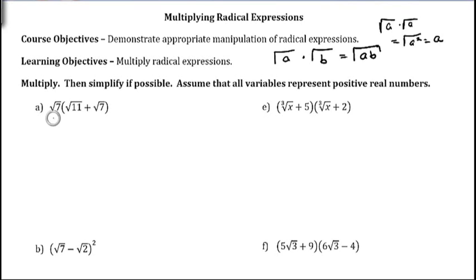So our first example is the square root of 7 times the quantity square root of 11 plus the square root of 7. So we need to distribute the square root of 7, and so we would get the square root of 7 times the square root of 11 is the square root of 77, plus the square root of 7 times the square root of 7, so that would be the square root of 49, which is 7.